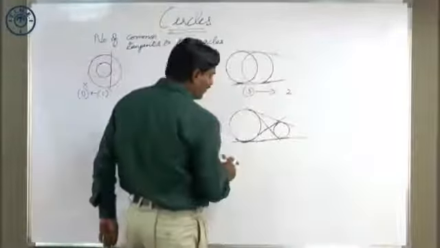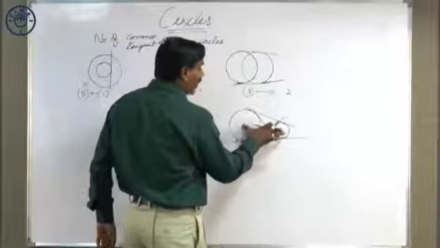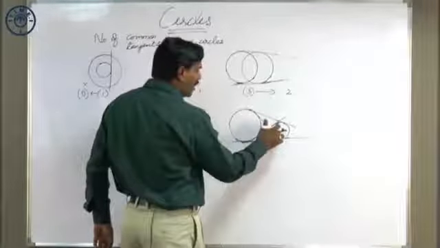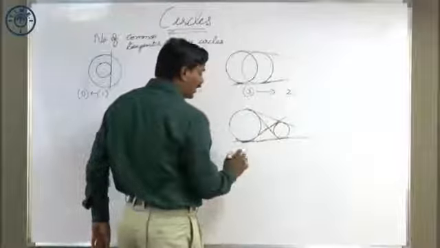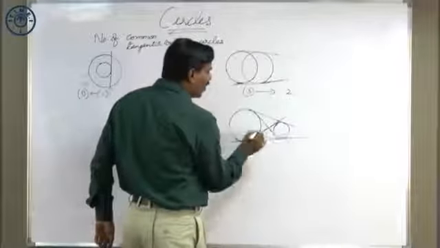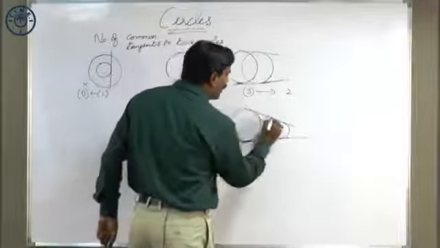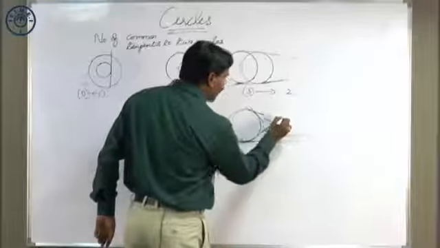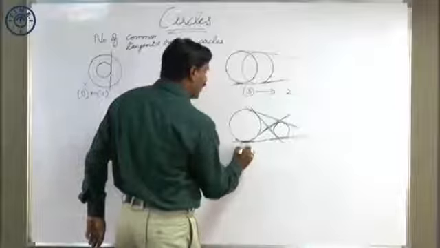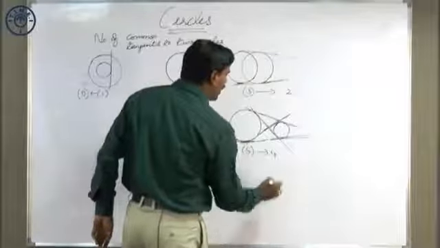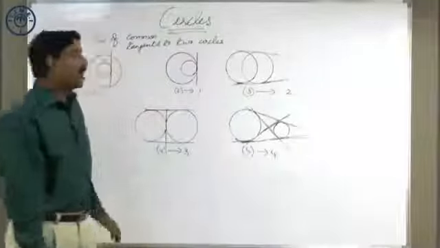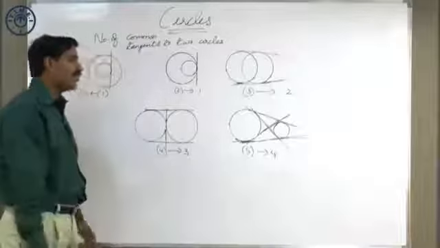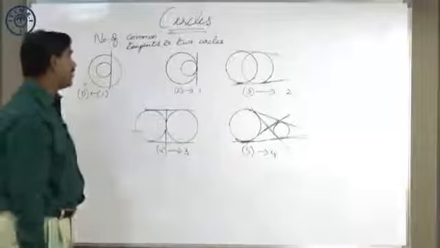And the last case, if the two circles are non-intersecting, not touching each other, nor lying inside the other, then how many common tangents are possible? 2 direct common tangents are possible in this way, and 2 transverse common tangents are possible in this way. So in figure 5, how many common tangents will we have? 4 common tangents.